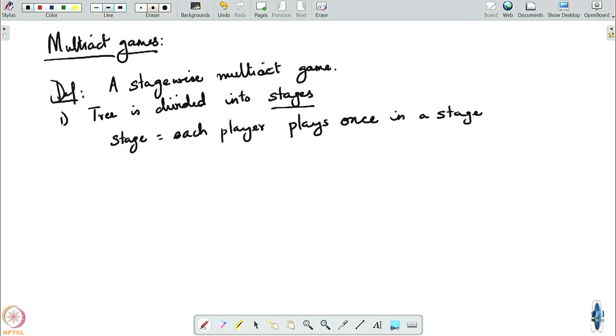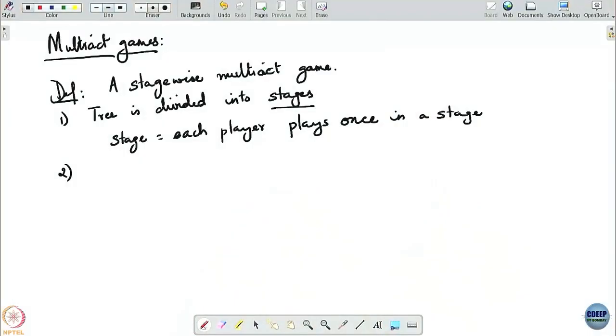When you are in stage 1, suppose there are n players, all n players will act, each of them will act once, and then stage 2 will begin. There is some kind of independent clock or a referee keeping track of stages. That is the sort of structure we have. So the tree is divided into stages, and now players are aware of which stage the game is in. So what does this mean?